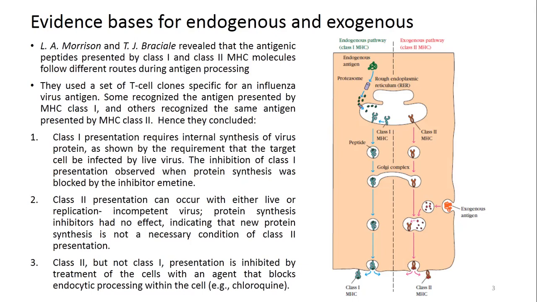presentation requires internal synthesis of virus proteins, as shown by a requirement that the target cell be infected by a live virus. Class 1 presentation was inhibited when protein synthesis was blocked by inhibitor drugs such as emetine. So this blocks internal protein synthesis. This is how they knew that class 1 presentation requires newly synthesized antigens or peptides. This shows us endogenous antigen processing, as we see here. For example, this is a newly produced antigen inside the cell, processed by the proteasome, and so on.